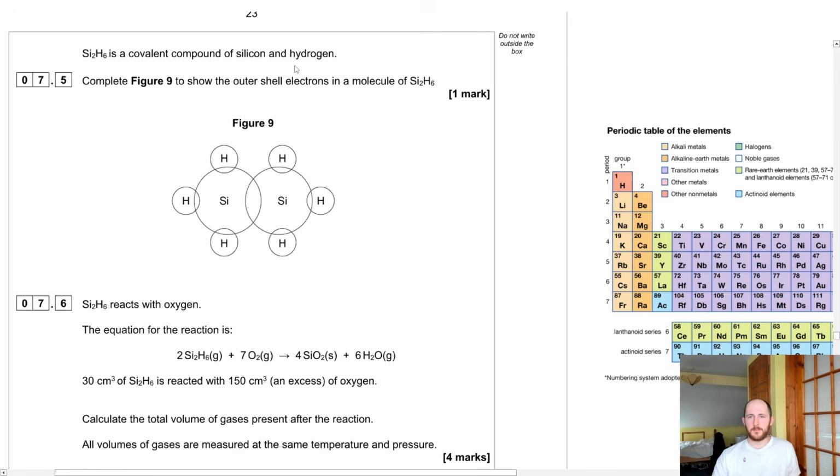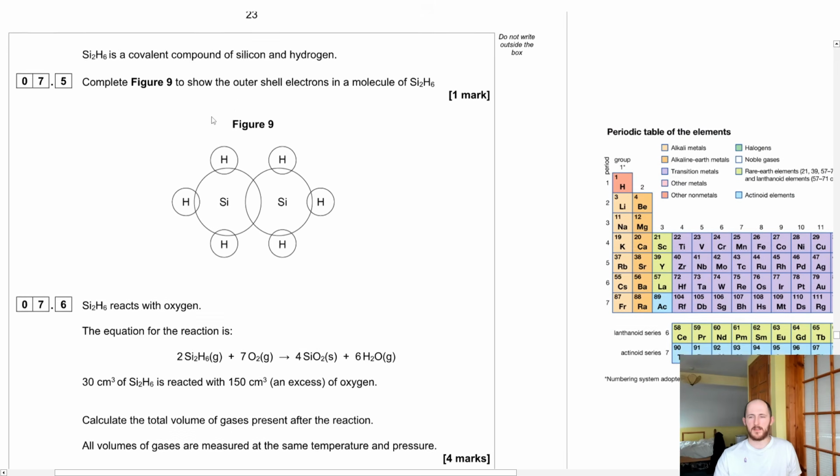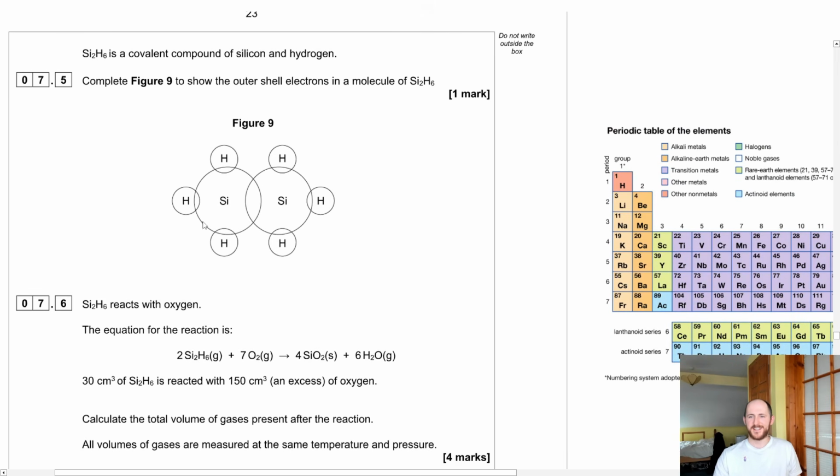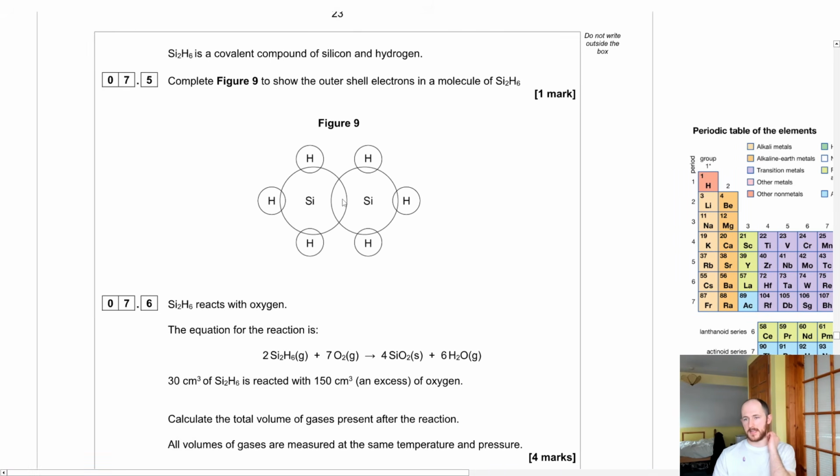We have a covalent compound, so that's disilicon hexahydride. And it shows the outer shell electrons, and we need to complete the figure. There you go. So how many electrons should silicon have in its outer shell? It's in group 1, 2, 3, 4. So it has 4 electrons in its outer shell, which means there's going to be 2 that are shared between these two silicon atoms. So boom and boom.